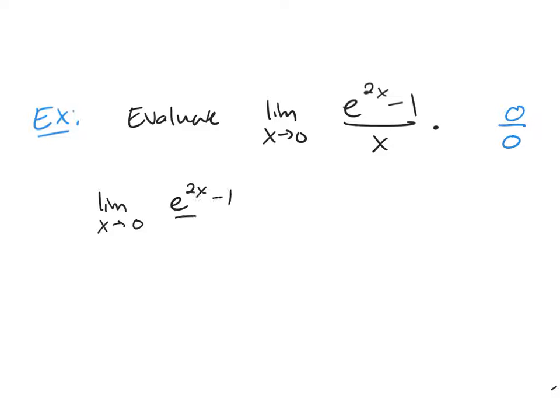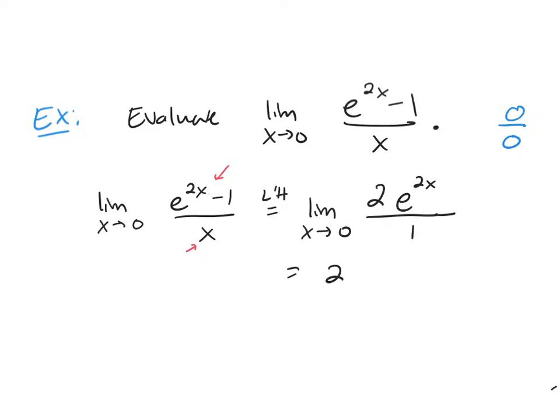When I use L'Hopital's rule, I like to mark my answer so I know I used it. I mark above the equals. I'll write L apostrophe H anytime I use L'Hopital's rule. It's the limit as x goes to 0. Now you're going to take the derivative of the top and the derivative of the bottom. The derivative of x is just 1. And for the derivative of the top, you're going to have to use the chain rule. It'll be e to the 2x times the derivative of 2x, which is 2. So now I can plug in 0, and you'll get 2 for this limit.